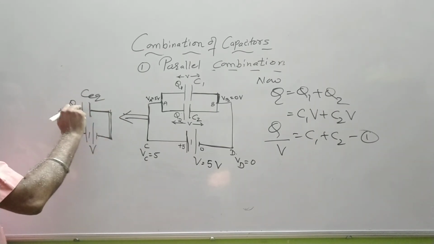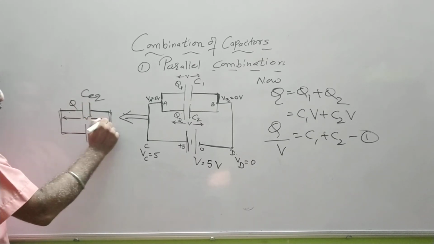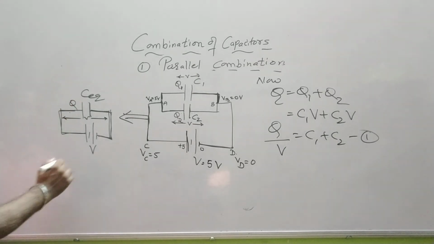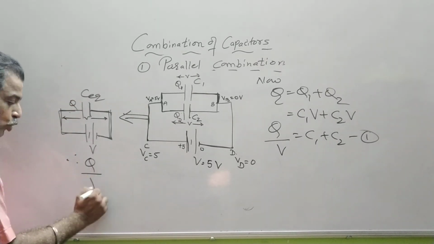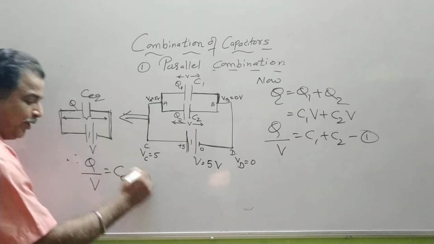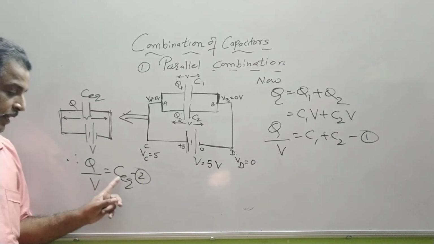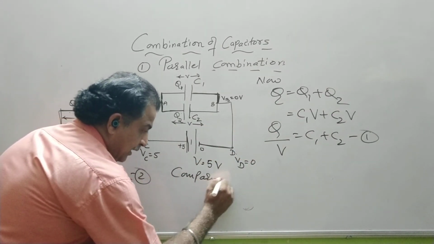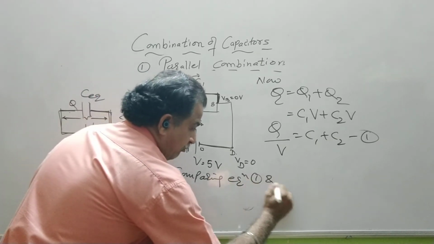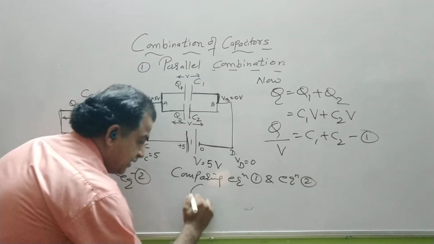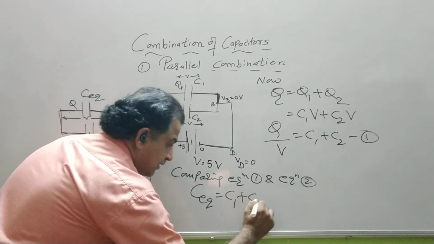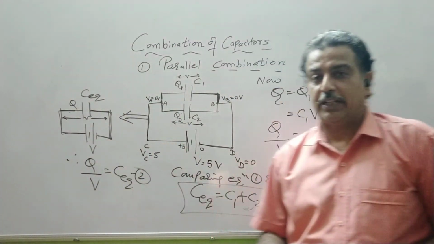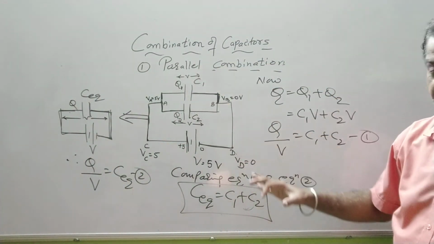So this will be plus 5 volt, this will be 0 volt. So the potential difference across this C equivalent is also V, and therefore I can write Q by V is equal to C equivalent. Now again I compare equation 1 and 2. So comparing equation 1 and equation 2, C equivalent can be written as C1 plus C2. So when there is a parallel combination of capacitors, both the capacitances are added.